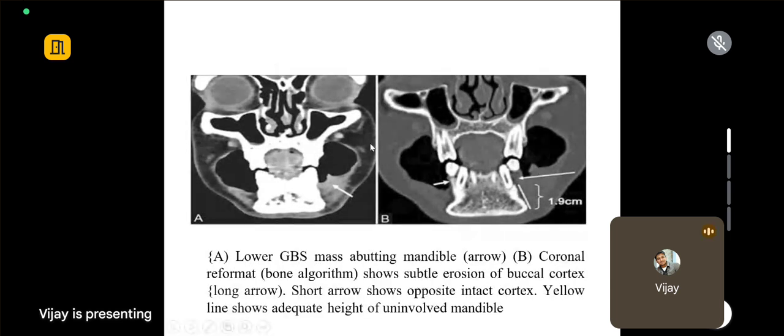In this image, there is a lower GBS. Again, it is the coronal section, a lower GBS mass abutting the mandible. And in the coronal reformat, it shows a subtle erosion of the buccal cortex, this long arrow. The short arrow on the opposite side shows the intact cortex. And this line shows the height of the uninvolved mandible, which in this case is approximately 2 centimeters.